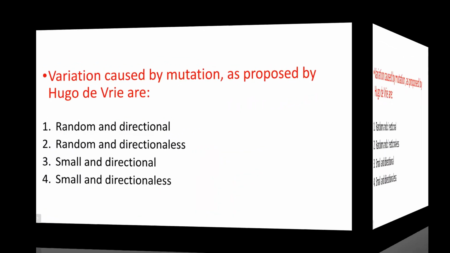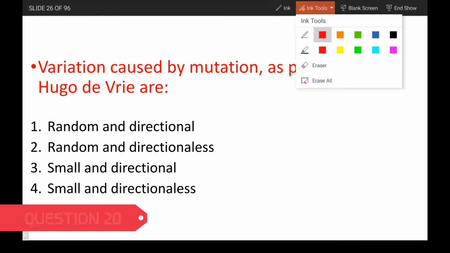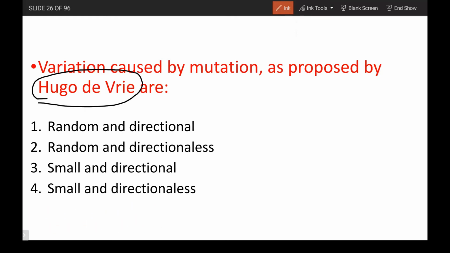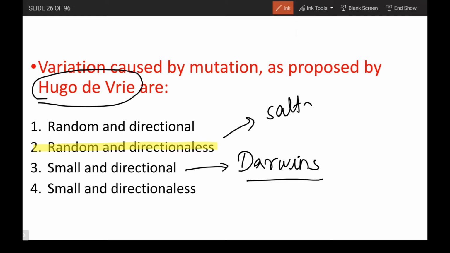Next one. Variation caused by mutation as proposed by Hugo de Vries, an important scientist. It is random and directionless. Then small and directional. Who proposed that? Small and directional was proposed by Darwin. His variations were small and directional, whereas the mutations of Hugo de Vries, he said, are random and directionless, and that led to saltation and speciation. We call a mutation that causes speciation as saltation.